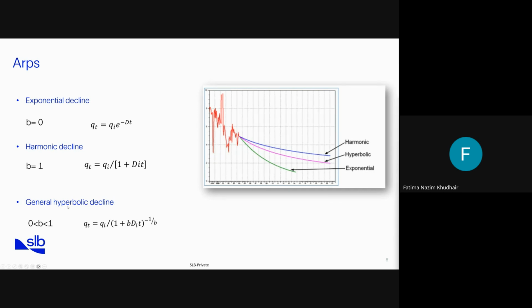The hyperbolic is more generalized, and it will give you forecasting on the long term. On the opposite side, the exponential will give you only short-term data and short-term forecasting. Here are the three curves that are used in ARPS.